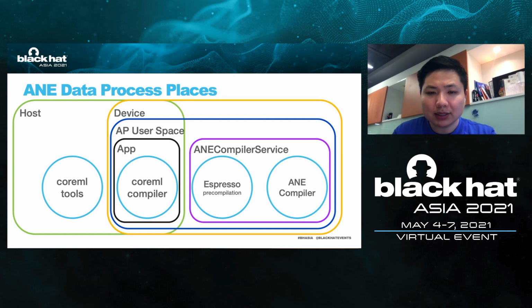The ANE pre-compilation and the complete compilation process takes place in a daemon called ANE compiler service, and the files to be compiled come directly from the app. For the ANE compiler service process, the files provided by the app are also untrusted, so Apple also restricts the permissions of the ANE compiler service process.